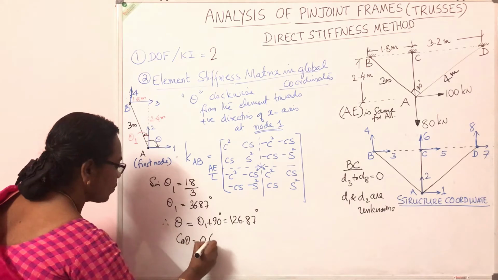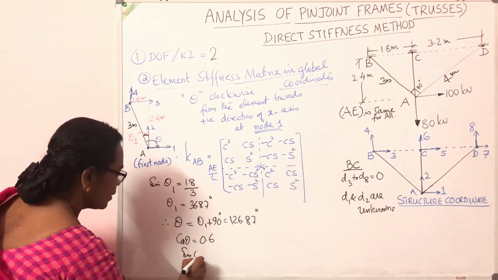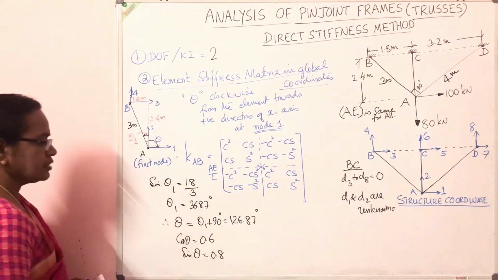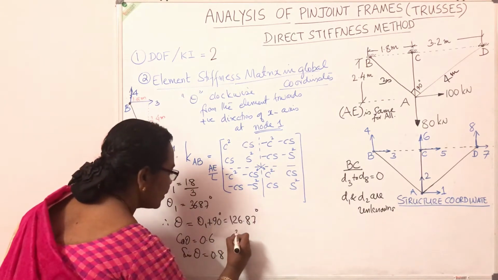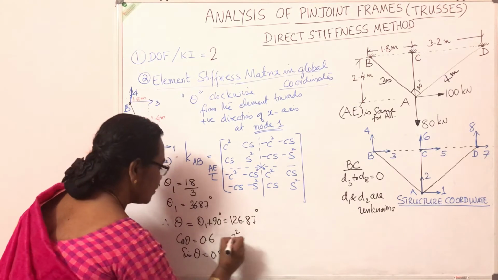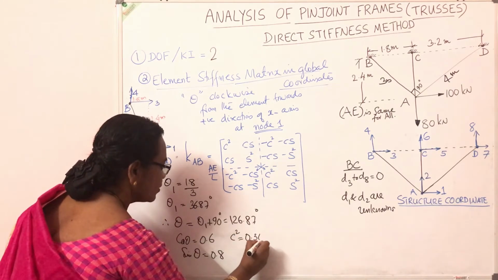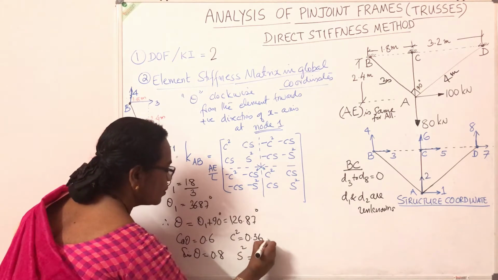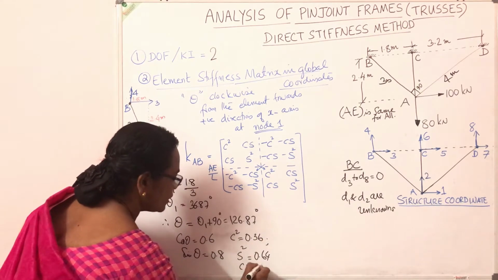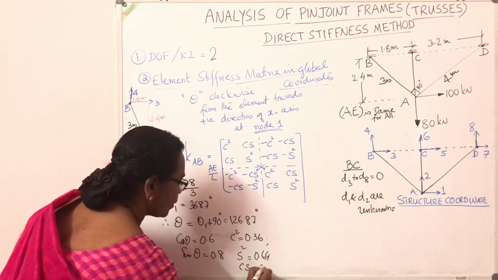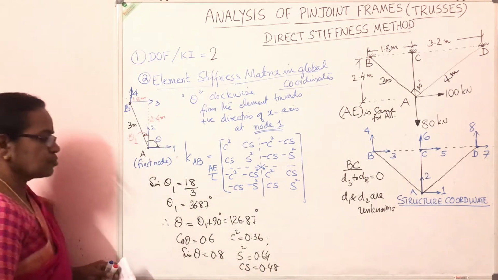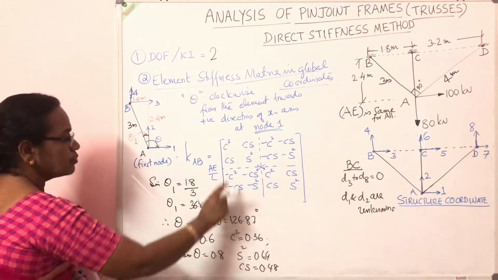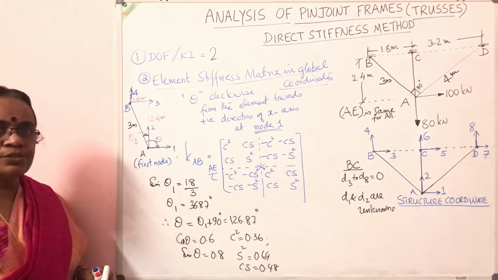Cos theta works to 0.6 and sin theta works to 0.8. Therefore cos square theta is 0.36. Sin square theta is 0.64. And cos theta sin theta is 0.6 into 0.8, 0.48. So for the first element, the length of the member is 3 meter. All the values to be filled in this matrix are known to us.